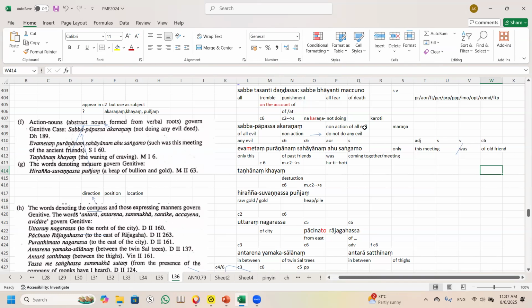Okay. So "of only this meeting" does not sound good. So now you see it's not sounding good. What you do is, it changes to "such was". You see now the verb becomes here. This is a kind of adverb, and this is the verb. Now then only you can say "such was this meeting of old friends."